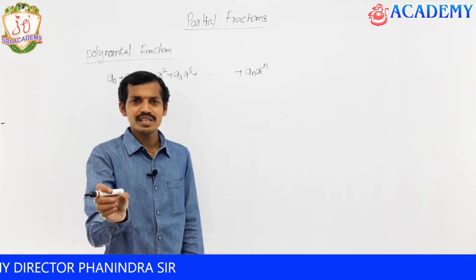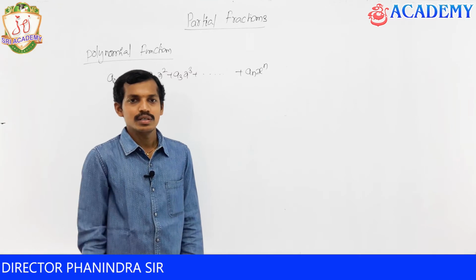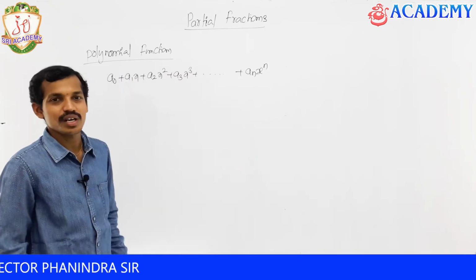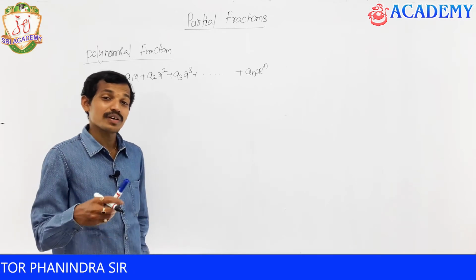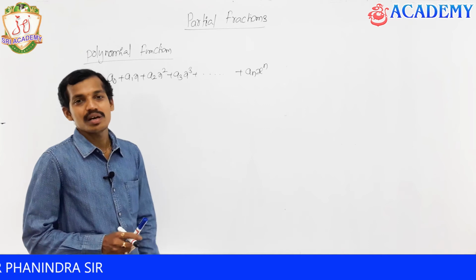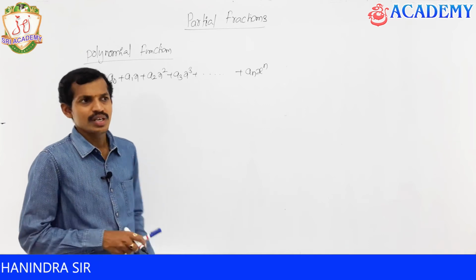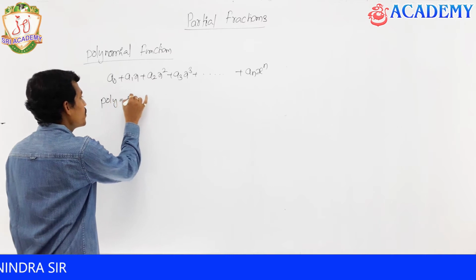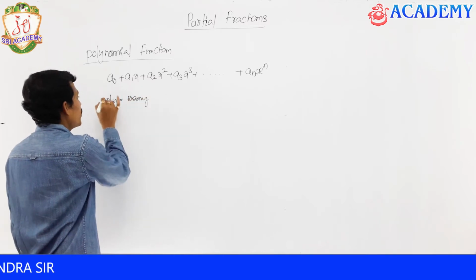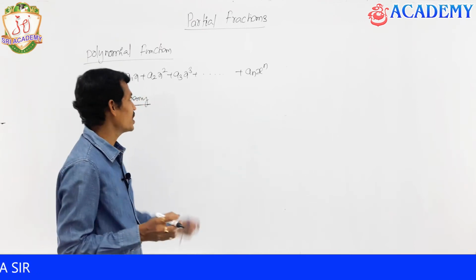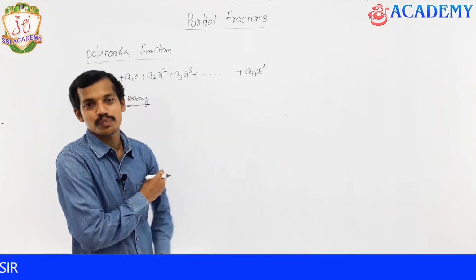Now, we'll learn polynomial function. See, the function in the form of a0 plus a1 x plus a2 x square plus a3 x to the power of 3 up to so on an x to the power of n is said to be polynomial function. Here see, poly means many. Many nomial functions exist. That's why the name of the function is polynomial function.